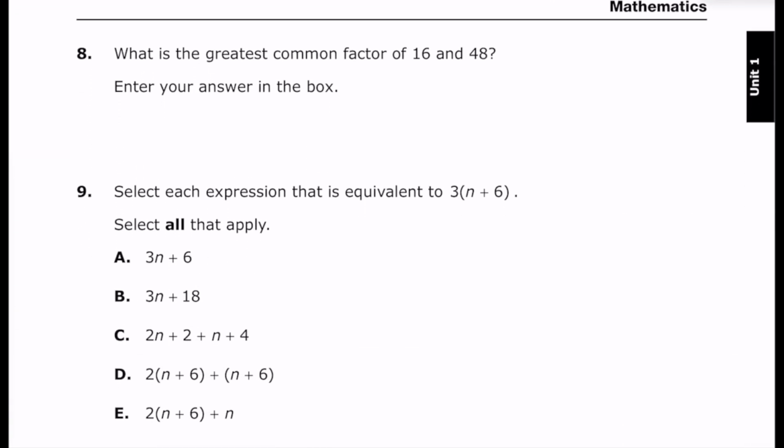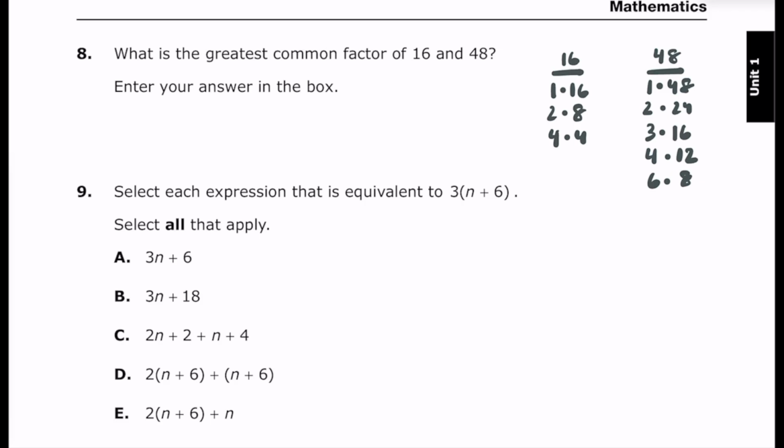For number 8, it says, what is the greatest common factor of 16 and 48? I'll do it the long way here, and then I'll do the short way. So 16, the greatest common factor is the biggest number that goes into both of these evenly. So 16 has the factors 1 and 16. It also has 2 and 8, and also 4 times 4. Those are all the factors of 16. For 48, a little trickier, but you have 1 and 48. You have 2 times 24. You have 3 times, I know 3 goes into this, 16 times, right? 4 times 12. And then we have 6 times 8. So you have a bunch of common factors here.